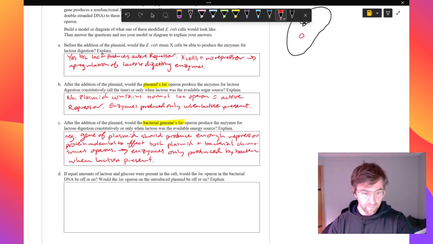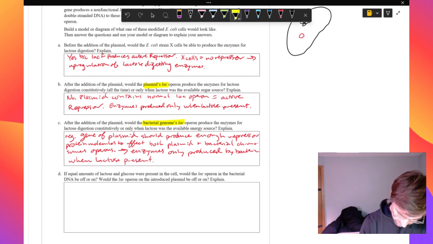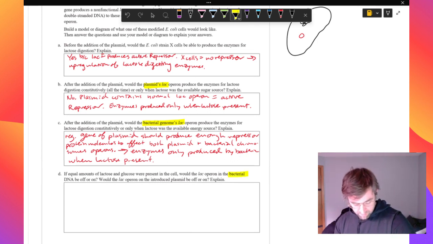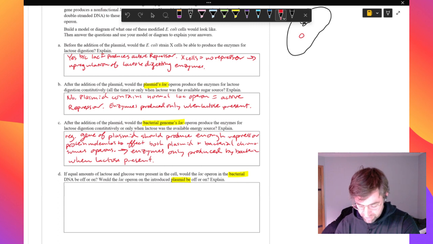Question D. If equal amounts of lactose and glucose were present in the cell, would the lac operon in the bacterial DNA be off or on? Would the lac operon in the introduced plasmid be off or on? So two questions.